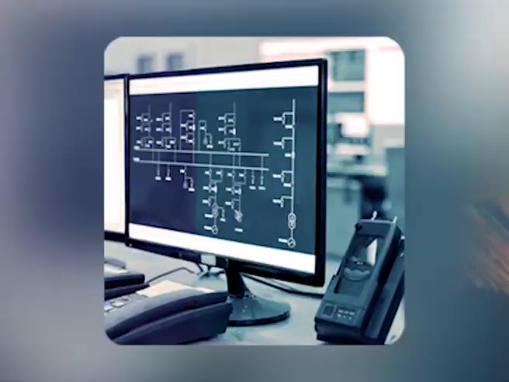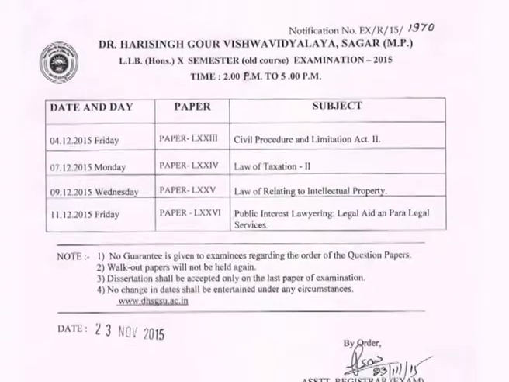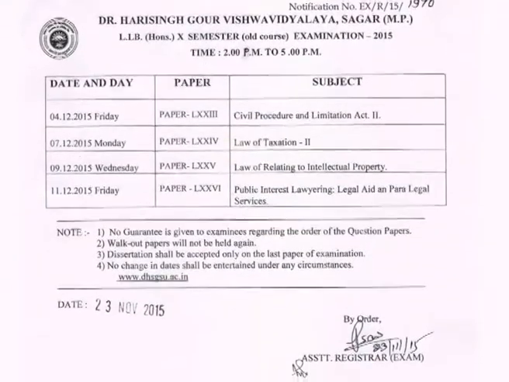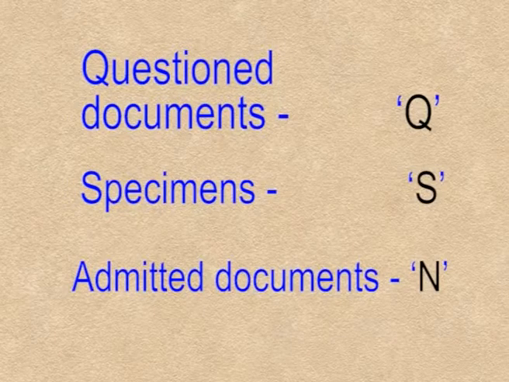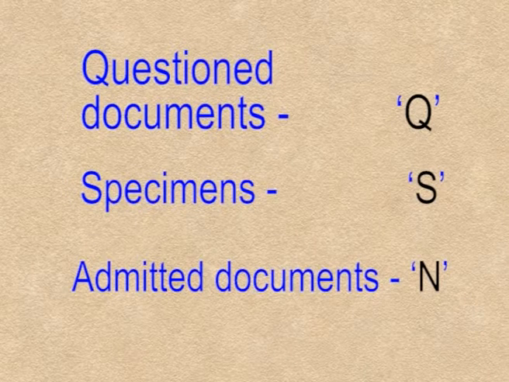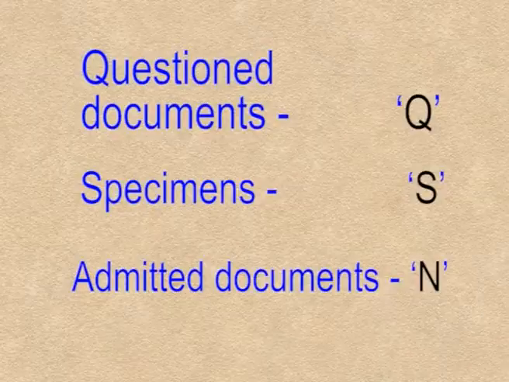Now, dispatching. You may agree with me that we are recognized by our names. It is one of our identities. Similarly, documents referred for examination need proper nomenclature. In common practice, the question documents are marked with Q, specimens are marked with S, and admitted documents by N series. Before sending the documents for examination, the marking of exhibits must be done.